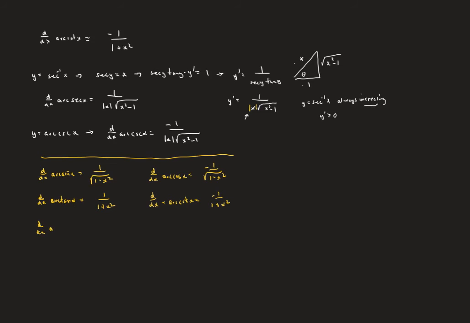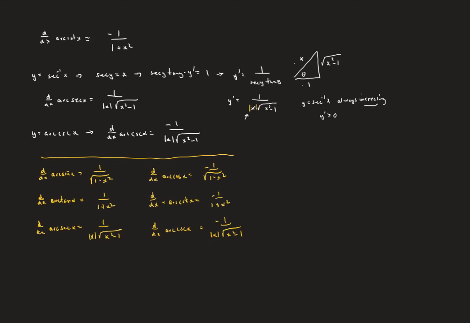The derivative of arc secant of x is 1 over the absolute value of x times the square root of x squared minus 1. And the derivative of arc cosecant of x is negative 1 over the absolute value of x times the square root of x squared minus 1.